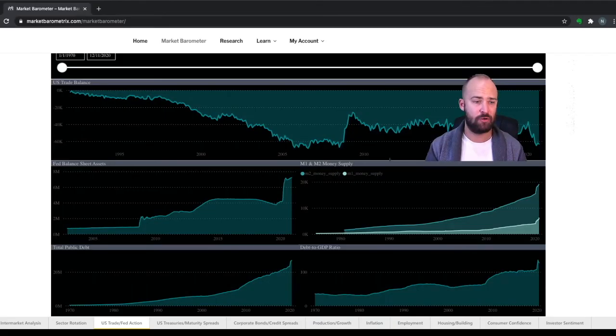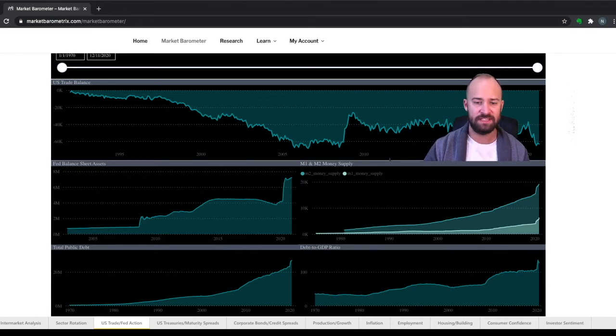So back to the market barometer, you can see we have the total public debt and debt to GDP ratio at the bottom of the US Trade Fed Action tab of the macro section of the software. We're looking at the last 50 years here, and we're seeing persistent debt growth starting to accelerate faster and faster over time as well. Again, growing debt isn't necessarily a problem in and of itself. You just want to ensure that it's being met with commensurate GDP growth.